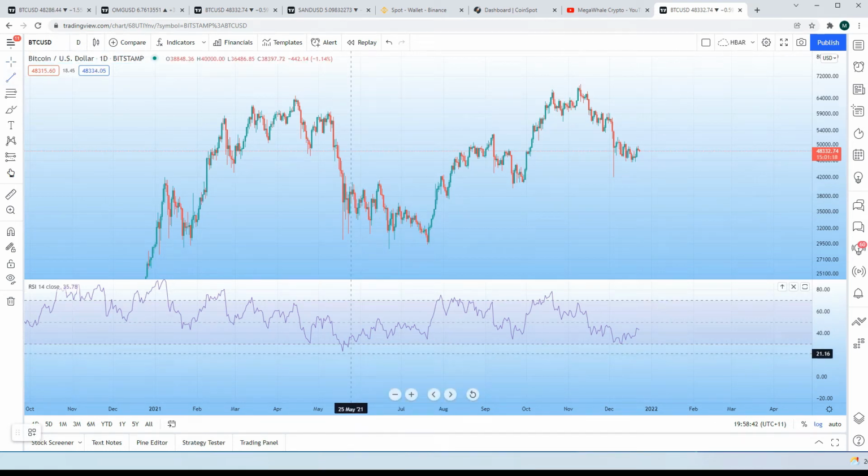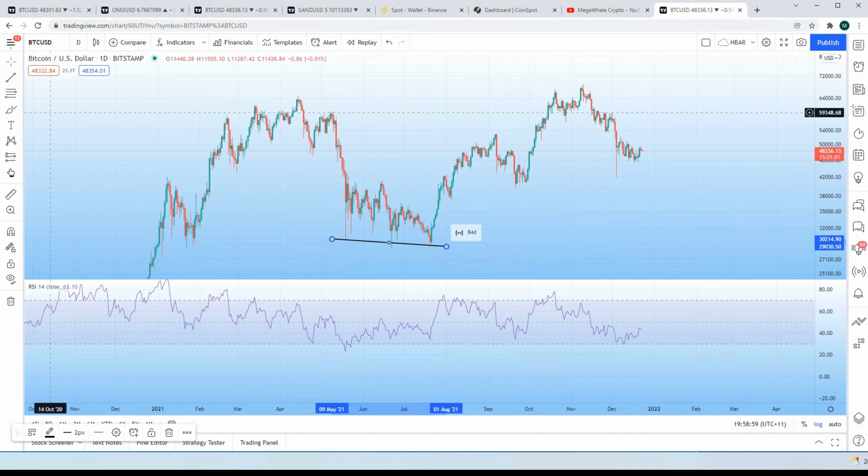Now, to put it simply, a divergence signal within the RSI is considered when the price of the market, so the market price and the RSI, are moving in opposite directions. So we can see we have a general downtrend here.